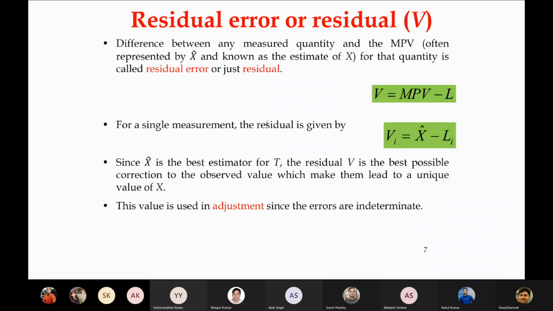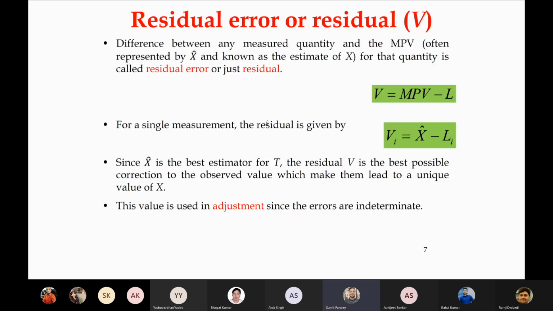Any questions? Bhai, poochhiye, aap log poochhenge nahin toh kaise kaam chalega? Sir, why has it been given the name residual error? It could have been given just error. Yes, residual. What do you mean by residual?